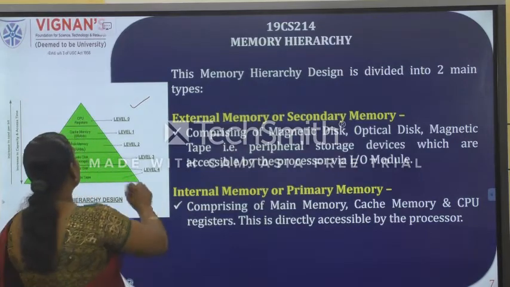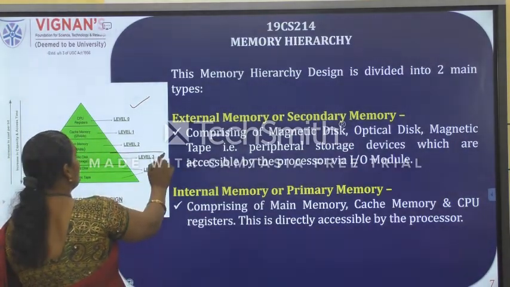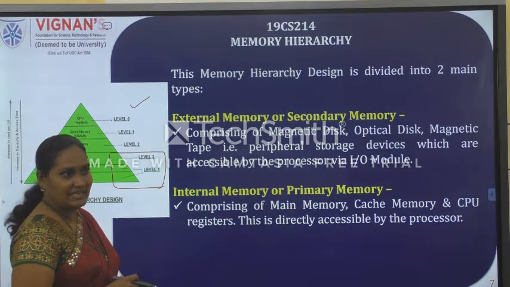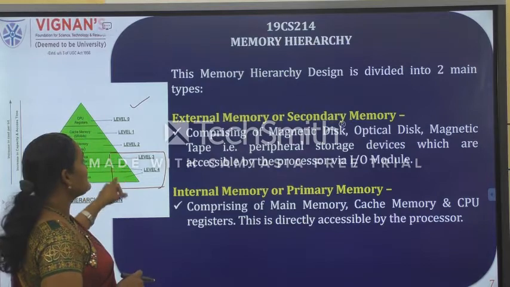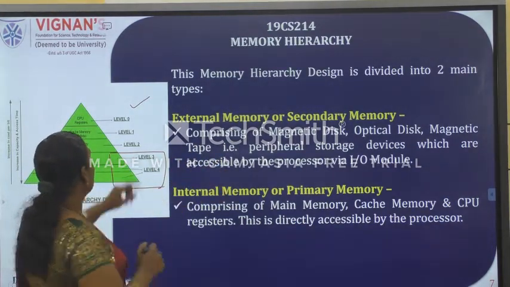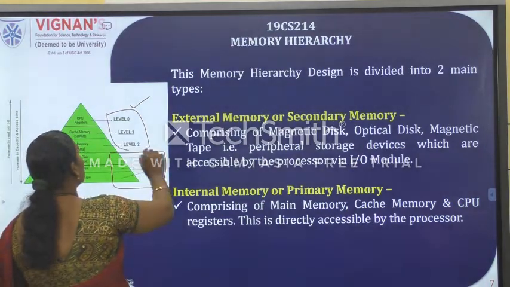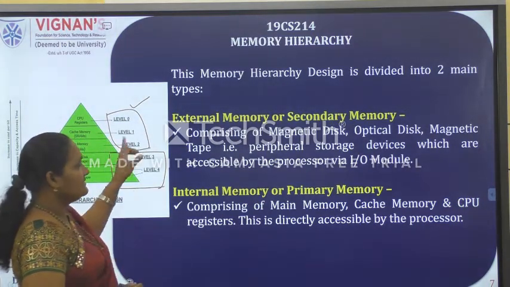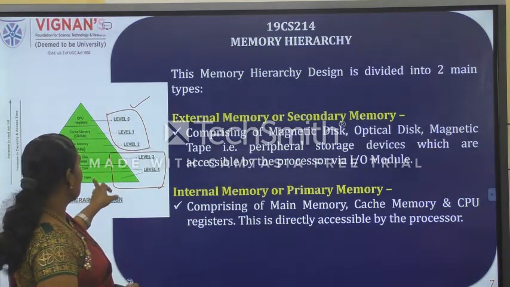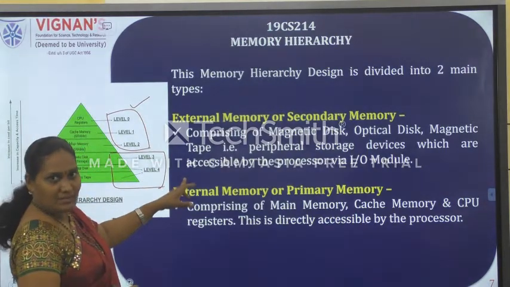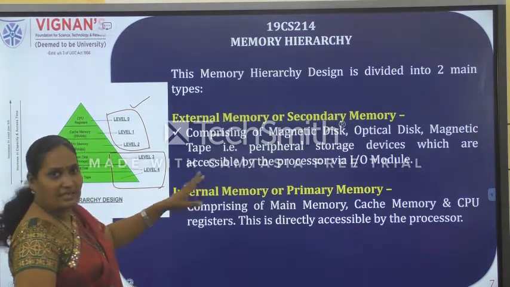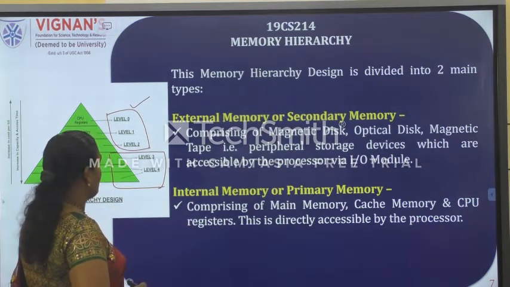Coming to level 3 and level 4, the storage devices that we represented in level 3 and level 4 come under external memory or secondary memory. Coming to level 0 to level 1, the storage devices that we represented come under primary memory. That is, magnetic disk, optical disk and magnetic tape come under secondary memory devices. CPU registers, cache memory and main memory come under primary memory, that is, internal storage devices.